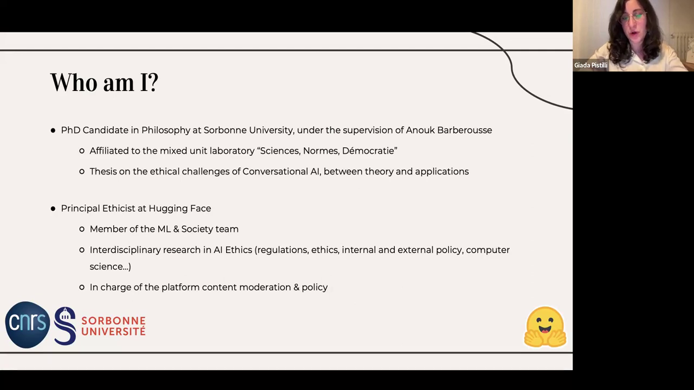I am a member of a team called the Machine Learning and Society team. Our manager is a computer scientist, and then we have other members of the team working, for instance, on climate change issues, or internal policy, external policy, like our head of global policy, and other specific questions. But altogether, we basically do interdisciplinary research in AI ethics. Of course, that's my main focus, and my other colleagues have different expertise.